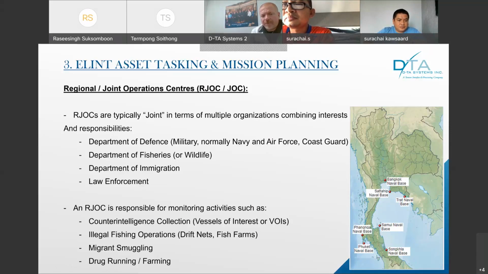Organizations such as the Department of Fisheries or Wildlife, Department of Immigration, and law enforcement are usually responsible for monitoring activities such as counterintelligence for vessels of interest, illegal fishing operations, migrant smuggling, drug running and drug farming.